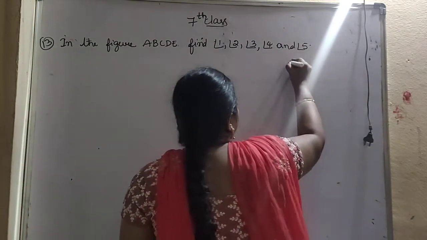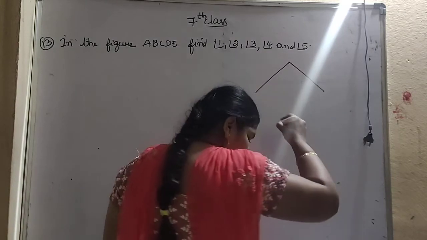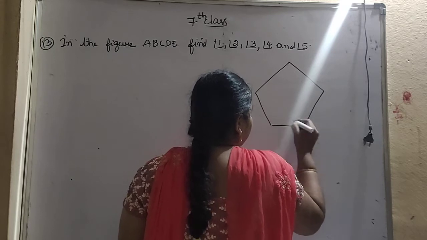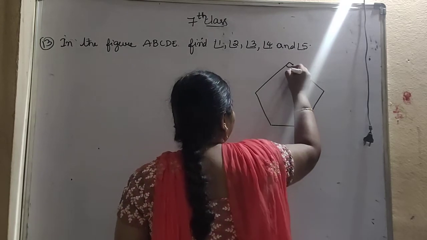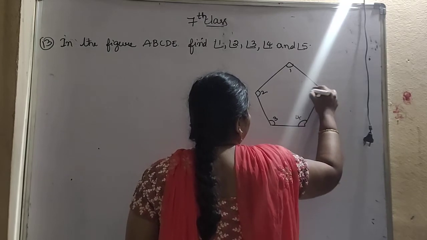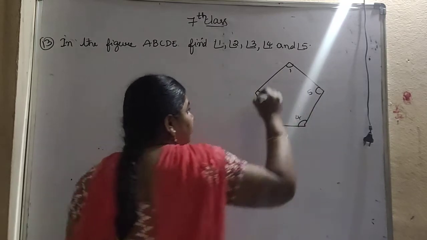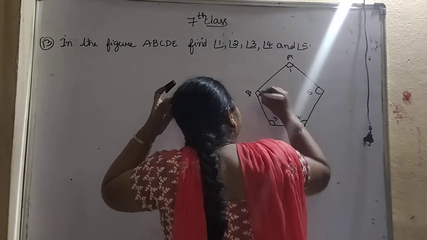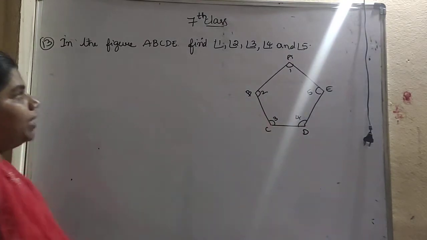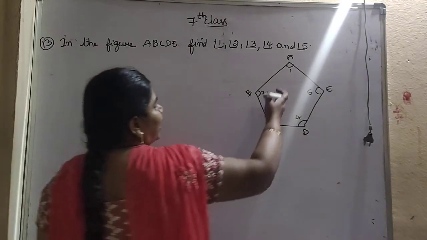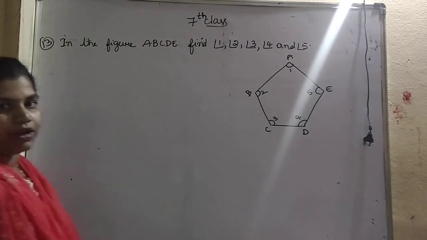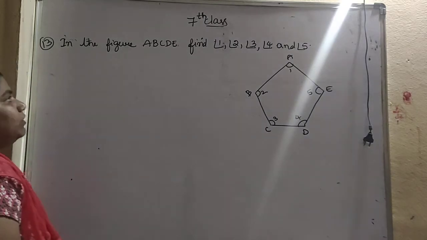So what is the figure? This is the given figure. So here it is angle 1, 2, 3, 4 and this is 5. And A, B, C, D and E. So we have to find all the angles here. Angle 1, angle 2, angle 3, angle 4 and angle 5 we have to find. Okay. So how to find this we will see.